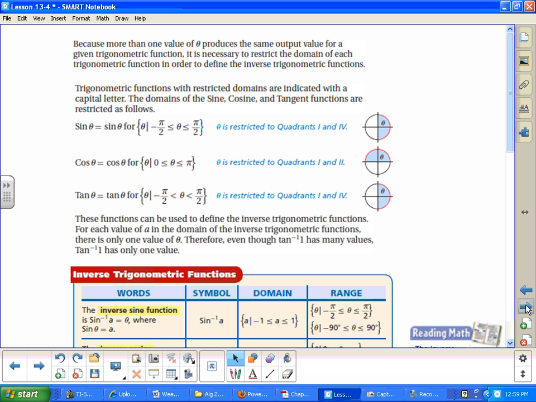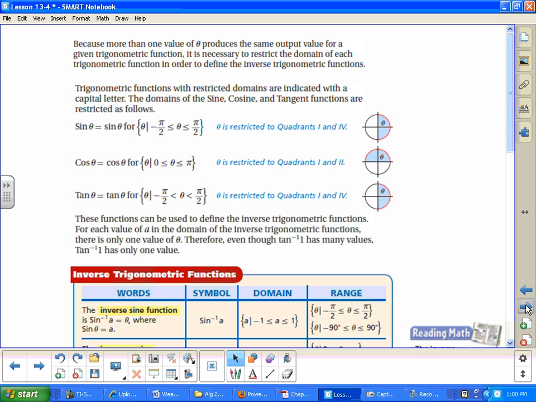So here's what's going to happen for sine. For sine to have an inverse, it's going to be restricted to be between negative pi over 2 and pi over 2, which is the right-hand side of your unit circle. All right, we'll talk more specifically as we're doing this.